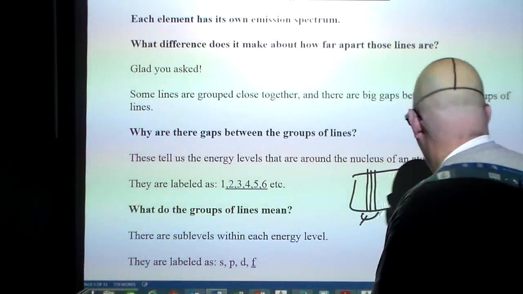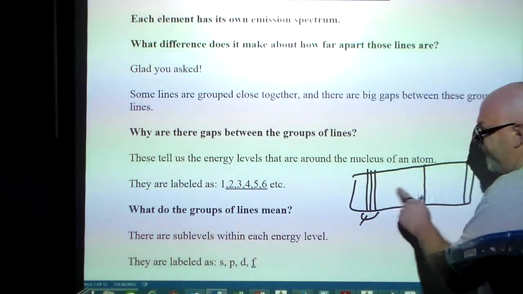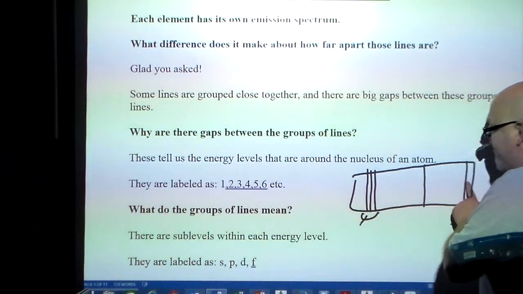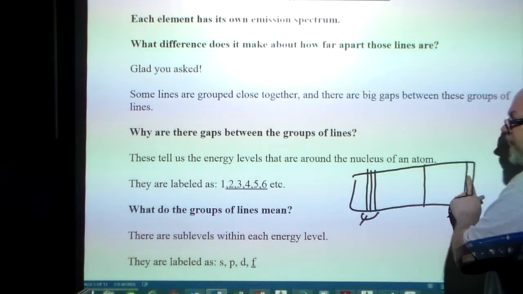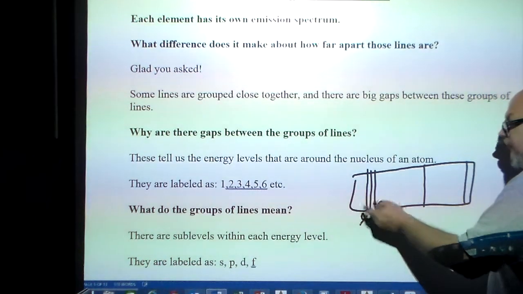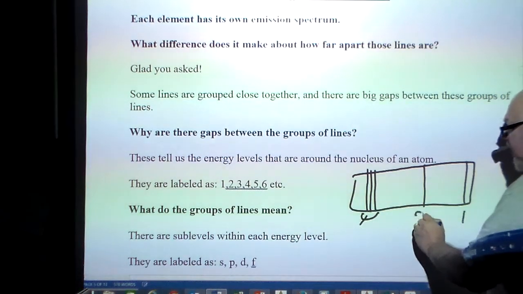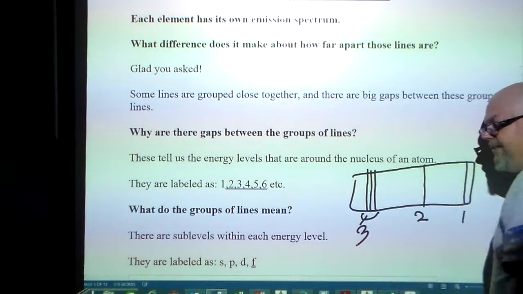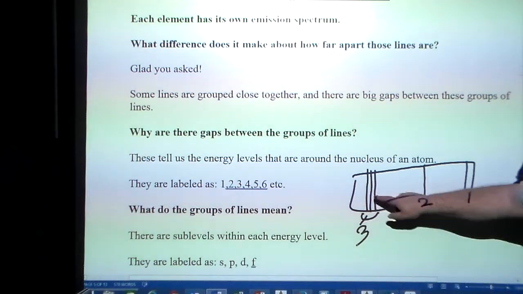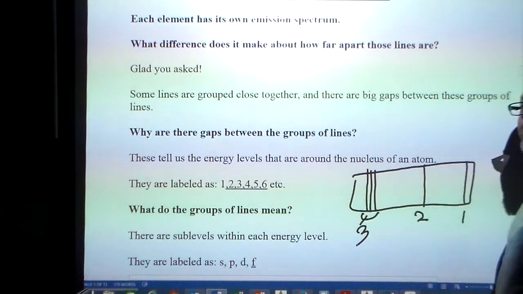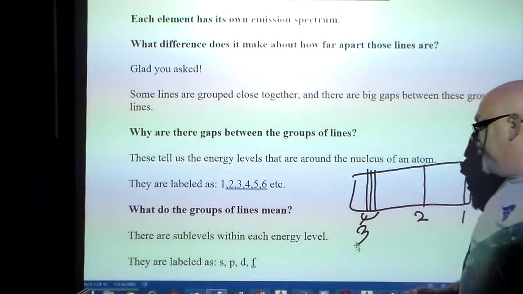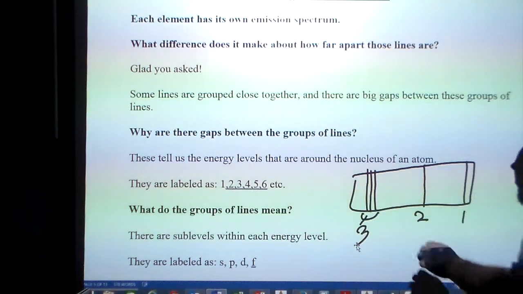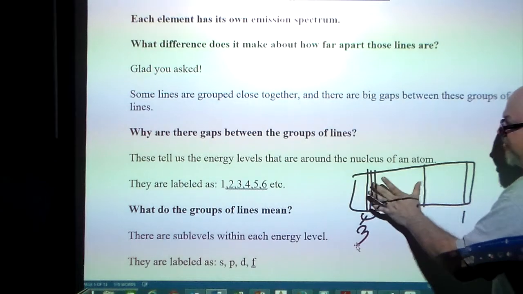This is a separate level from this. This is a separate level from this one. It's also a separate level from this one. So maybe this is level 1, level 2, level 3, and all these are level 3. It could be 3S, 3P, 3D, for example. Okay? So that's what we're talking about when we look at the gaps between the lines.